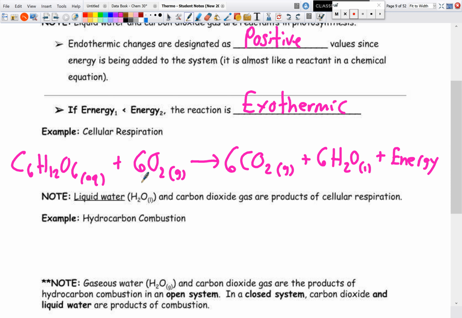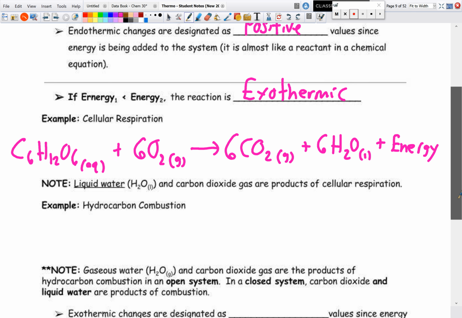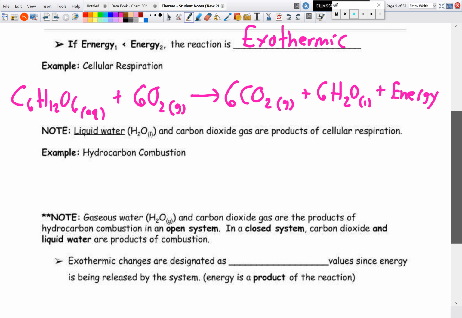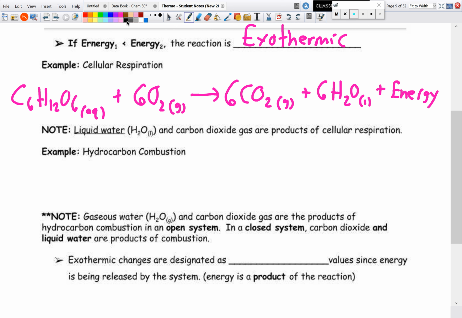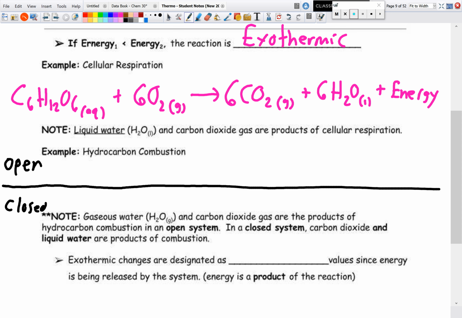Now, you will notice that glucose looks like a hydrocarbon because it contains carbon and hydrogen. It's reacting with oxygen, producing CO2 and H2O. So you will notice this is very similar to hydrocarbon combustion. Now, hydrocarbon combustion we've done before, right? But we are going to learn 2 new things, and this comes down as our note right here. Hydrocarbon combustion can happen in an open system or a closed system. And depending on what we're dealing with, you have to know the products.